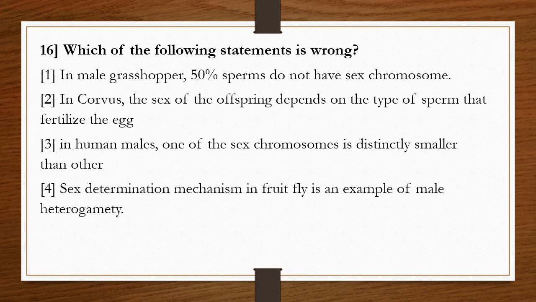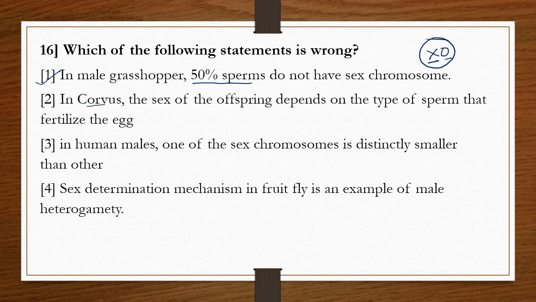Sex determination mechanism in fruit fly is an example of male heterogamity. Among these statements, we need to find the wrong statement. In male grasshopper, 50% of sperms do not have sex chromosome because the male grasshopper represents XO. That's why only 50% of sperms have the chromosome, and the other 50% are without it. So it is a correct statement.